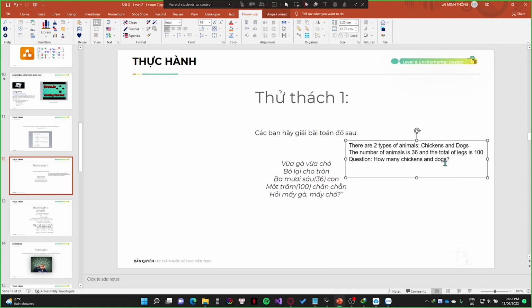Can you solve the riddle like this? So there are two types of animal: chicken and dogs. Do you know how to solve this? Okay, awesome. Can you explain to me first how you can solve this question?